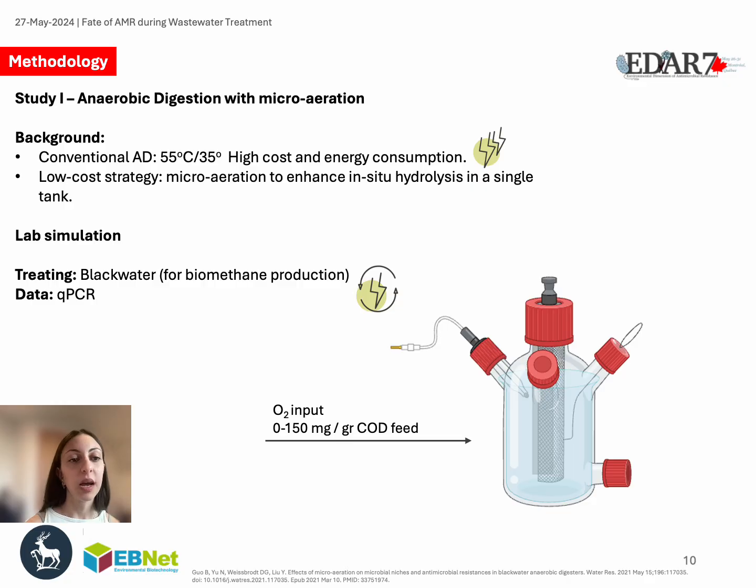For the first study, some background is that conventional anaerobic digestion is generally performed in high temperatures, which results to high cost and energy consumption. And the low-cost strategy for this is microaeration to enhance in situ hydrolysis in a single tank. This study was a lab simulation treating black water, which holds the capacity for biomethane production, and the data originated from qPCR. Different oxygen input from 0 to 150 milligram per gram COD feed was examined.